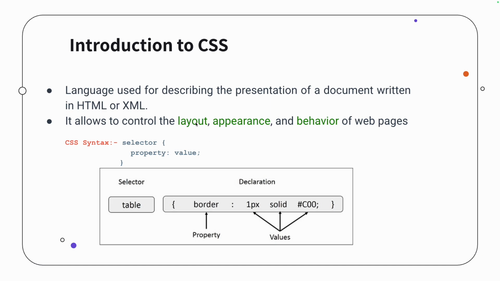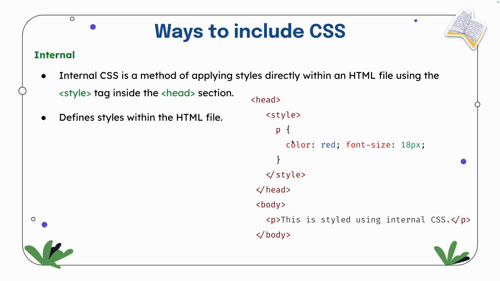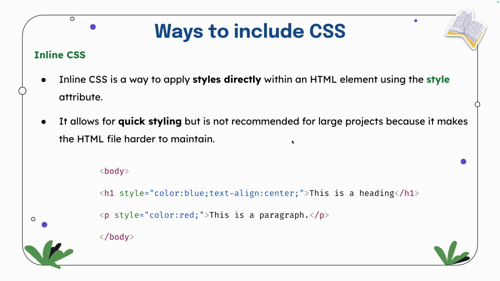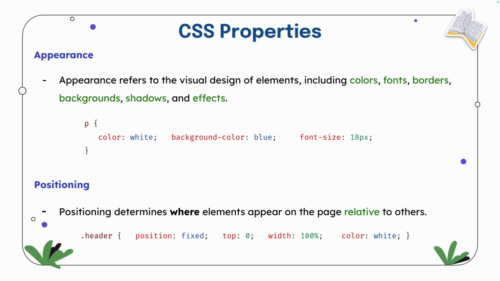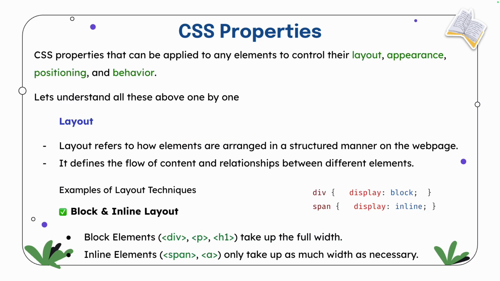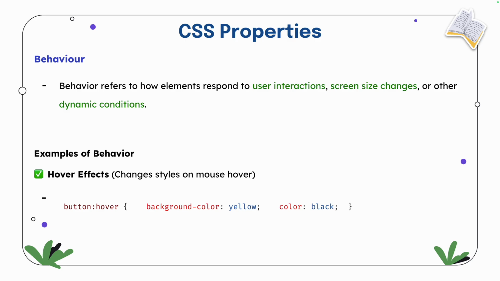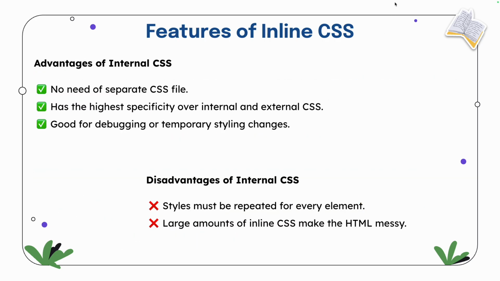Like in the layout, what properties will fall, for appearance what properties will fall, for behavior what properties will fall. I have divided all those things properly and created the document. Understood? In the next class we'll keep on checking. I'll stop the class.